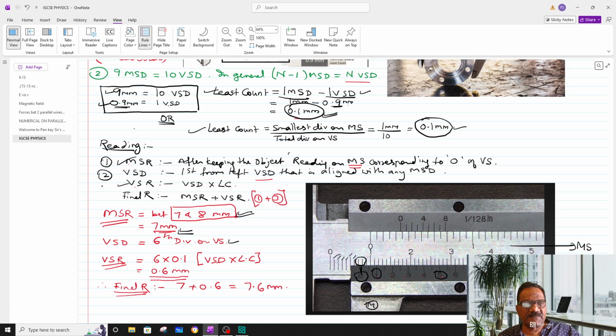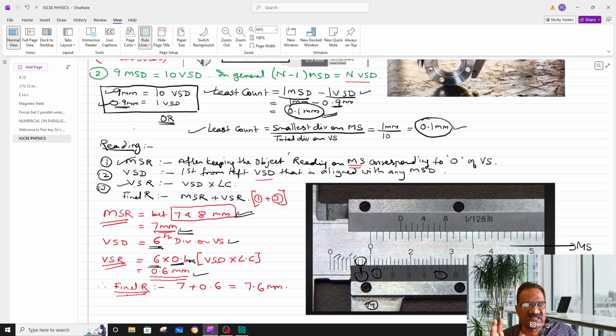Now the third step is vernier scale reading. Vernier scale reading will be vernier scale division multiplied by least count. So what I got, vernier scale division 6, you multiply by least count. How much was least count? 0.1 mm. Right? It was 0.1 mm. So 6 into 0.1 is 0.6 mm. So this is your vernier scale reading.